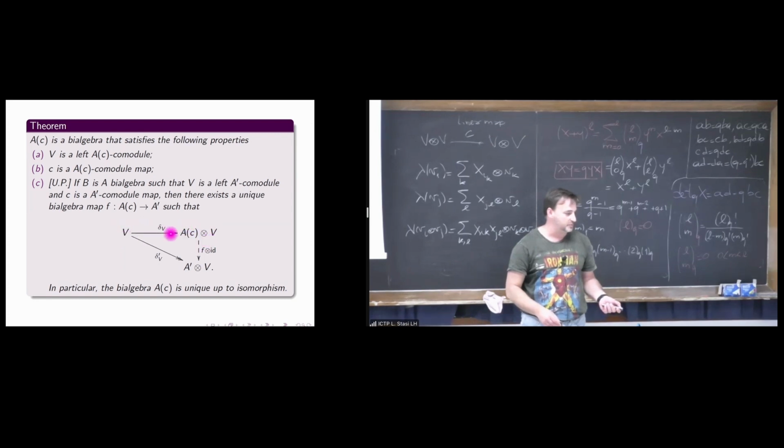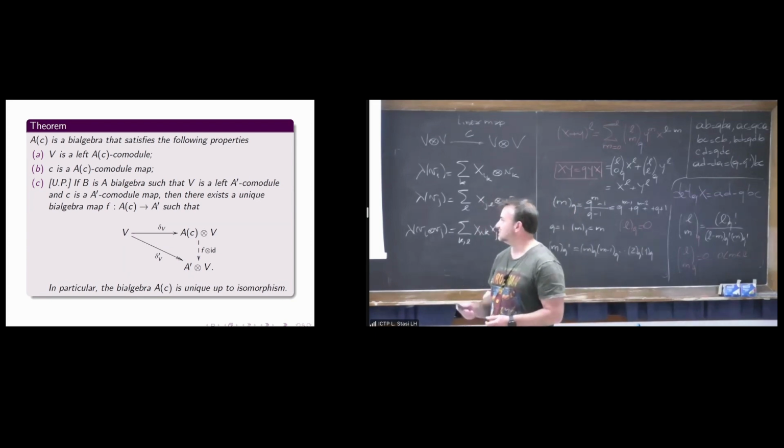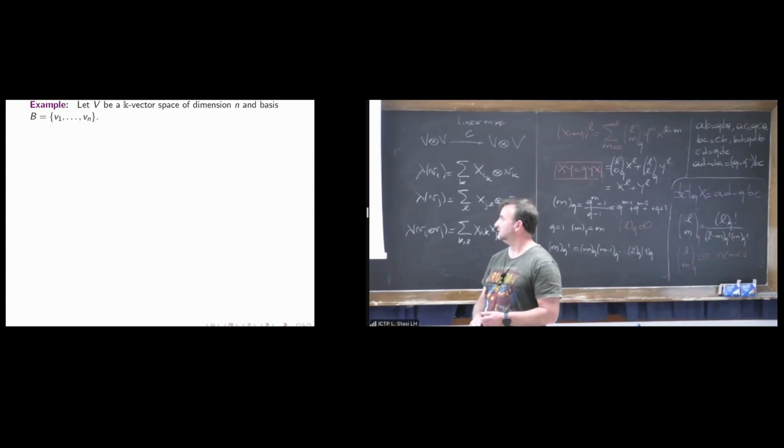So we have our B is a comodule, and if we have another algebra, I didn't change this file, there's a typo there. If we have another algebra, A prime, such that V is also a comodule, then we have a map from A(C) to A prime such that this commutes. So the algebra is more or less unique up to isomorphism, or we have always a map. In other words, we can always relate the algebras like this.